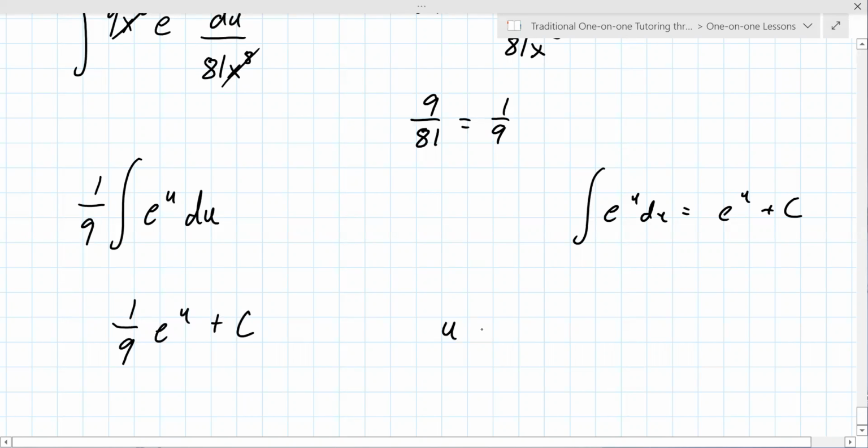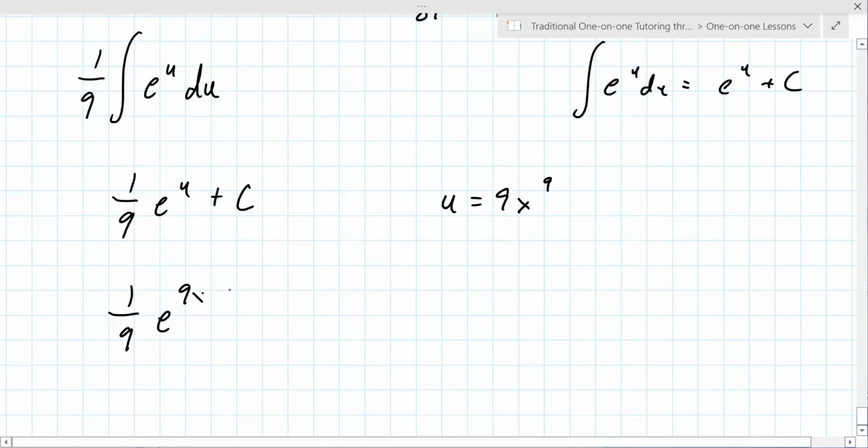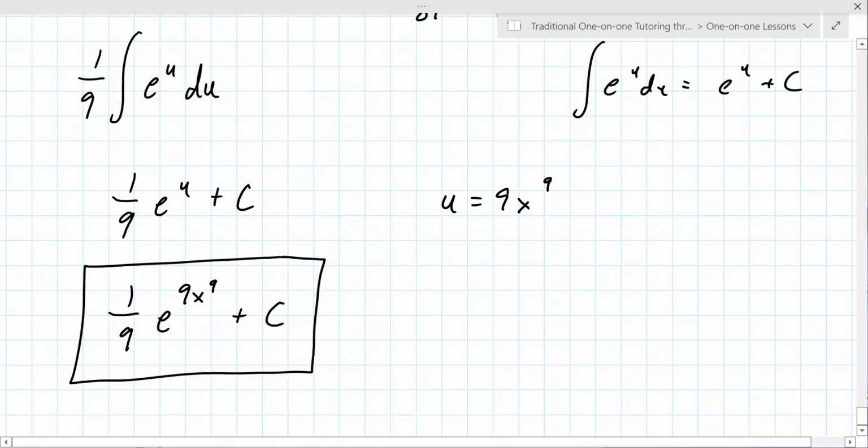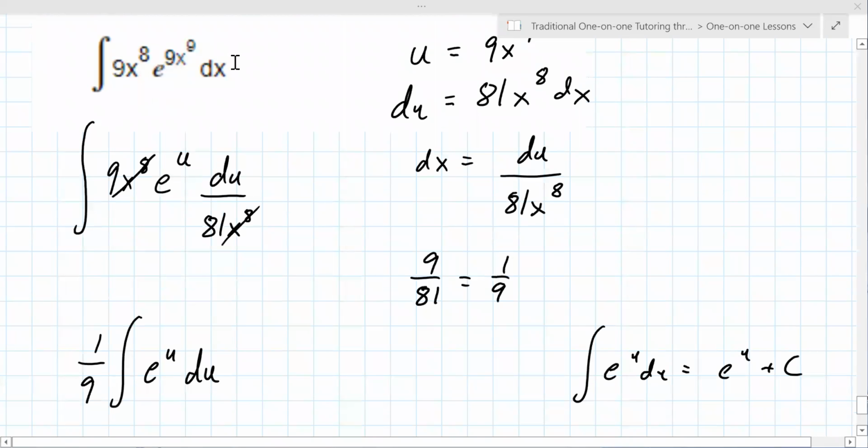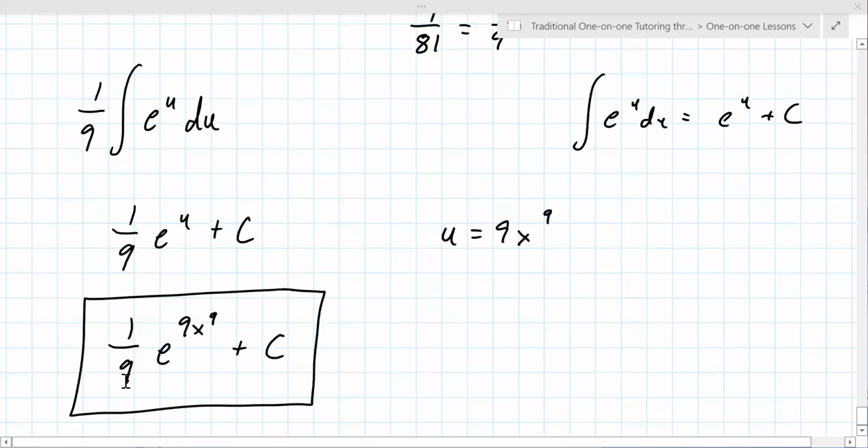And then you have to do that back substitution again. You say, oh yeah, u is really 9x to the 9th. So this is 1/9 e to the 9x to the 9th plus c. There's your final answer on that. So if you took a derivative of this, you would get back to the original. Again, that's always the case. Okay, so let's move on to the next one here.